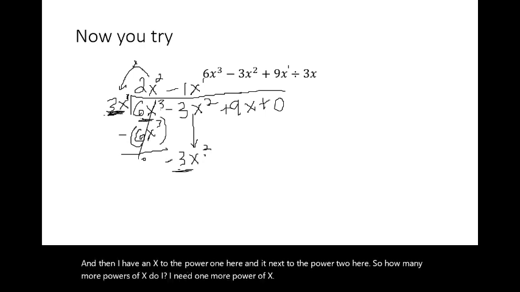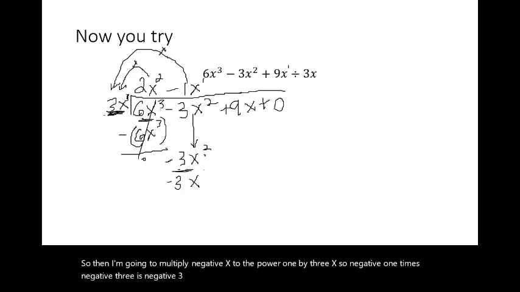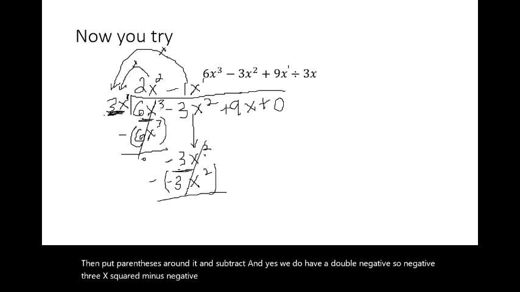So then I'm going to multiply negative x to the power 1 by 3x. So negative 1 times 3 is negative 3. x times x is x squared. Then put parentheses around it and subtract. And yes, we do have a double negative. So negative 3x squared minus negative 3x squared is 0.